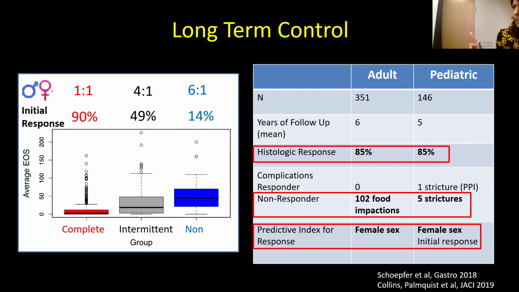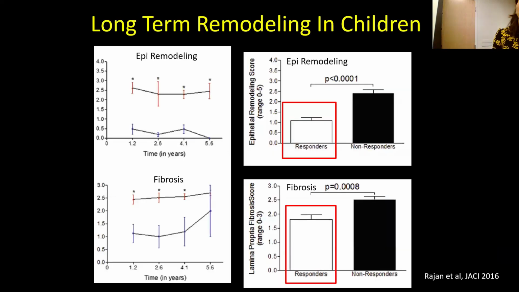Interestingly, female sex is a predictive index for deep remission. And when you look at our kids, the graph on the left-hand side, if you look at the continuous responders, 90% of them have an initial response to therapy, and the male-female ratio is 1-to-1. But when you get to the non-responders, the initial response is only 14%, and the male-female ratio is 6-to-1. So way more boys are non-responding to therapies that we try than girls are, not clear why.